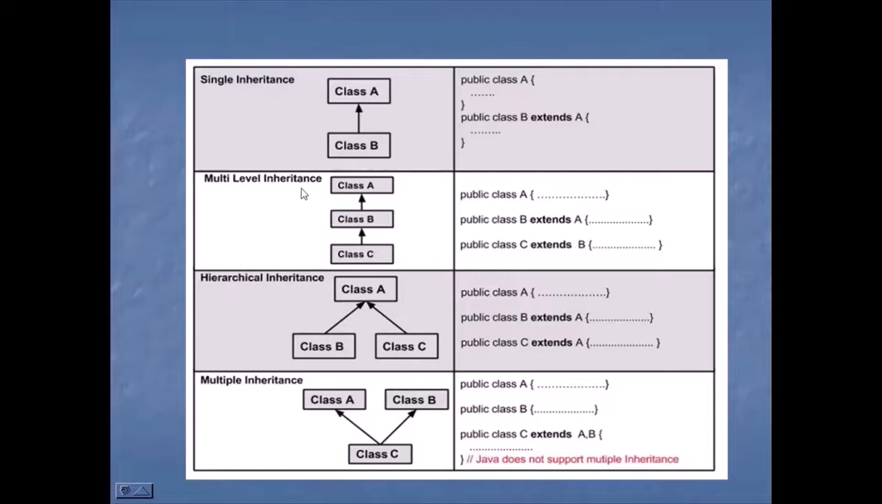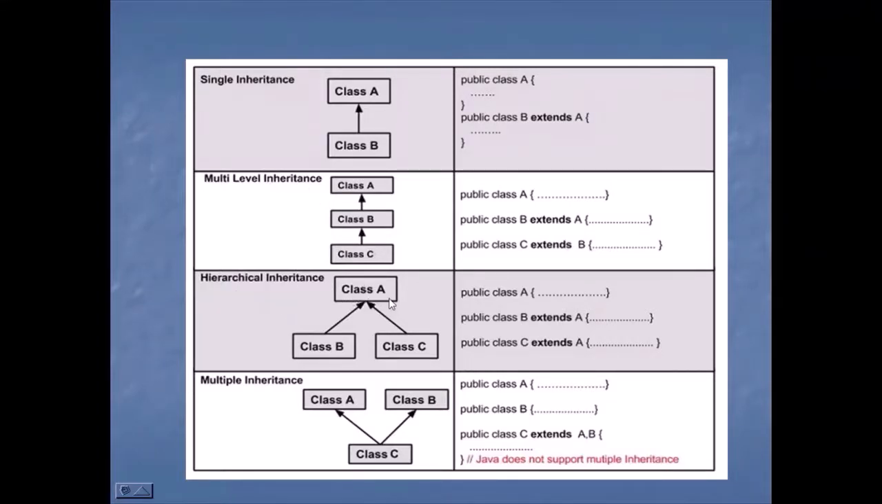Next one is multi-level inheritance. Class A and class B and class C. This class B inherits the properties of class A, then class C inherits the properties of class B. So class C has class B methods as well as the class A methods. The syntax is class B extends class A, then class C extends class B. This is multi-level inheritance.